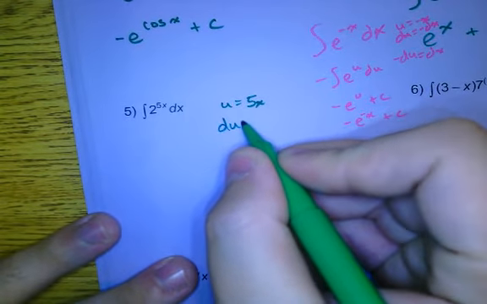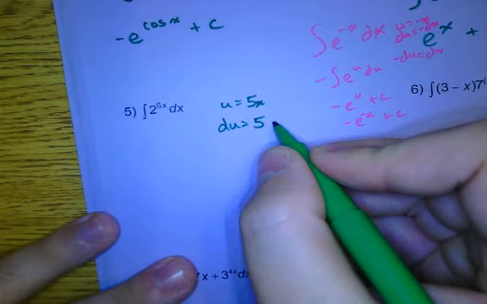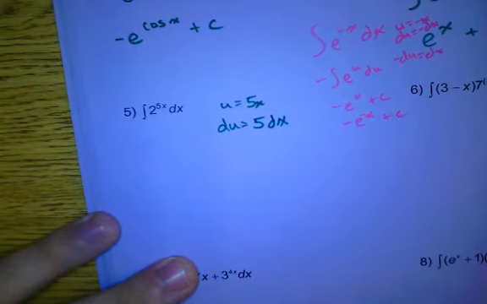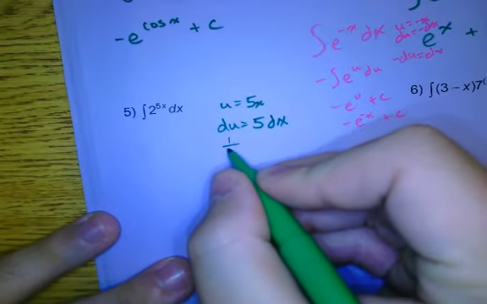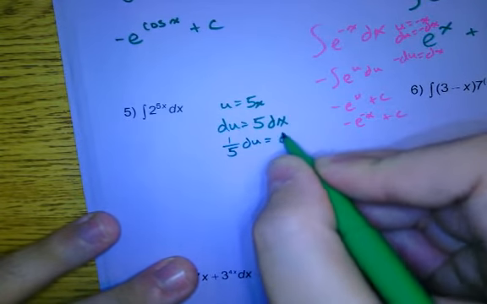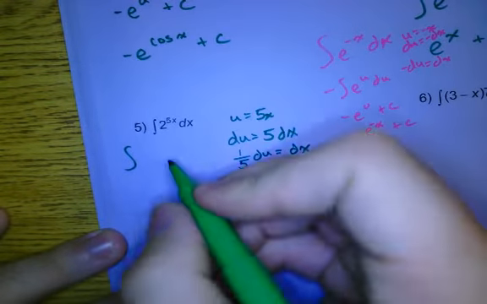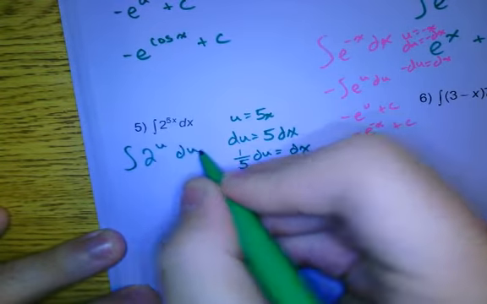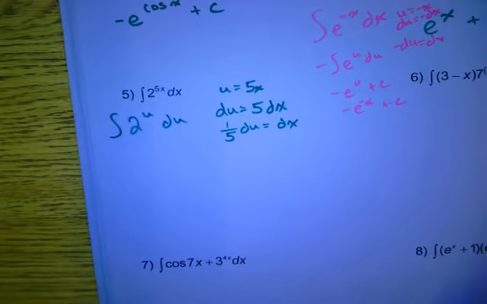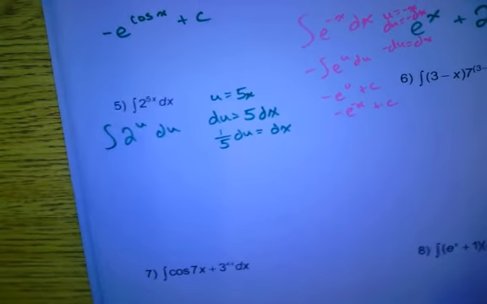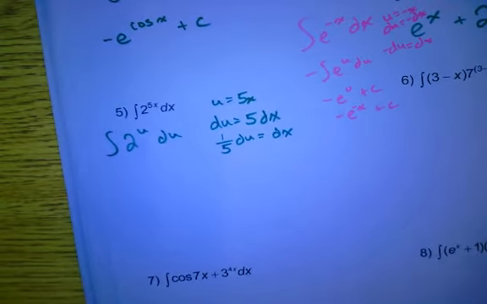So du equals 5 dx. I don't see a 5 dx, so I need to make this 1/5 du equals dx. On my rewrite, this becomes 2 to the u du. Now I have a formula. What was my formula again? So we're going to divide by ln of whatever the base is, right?